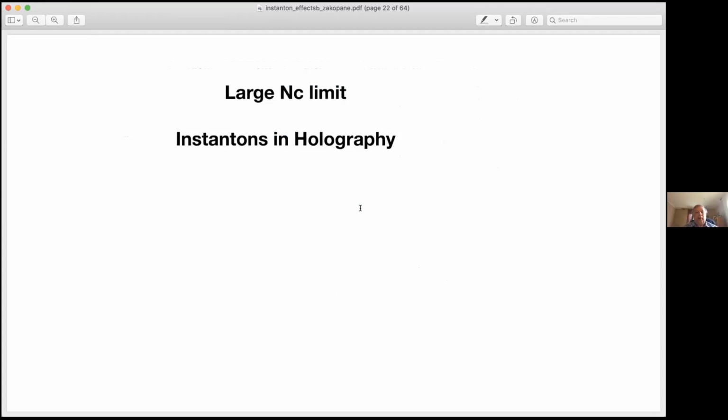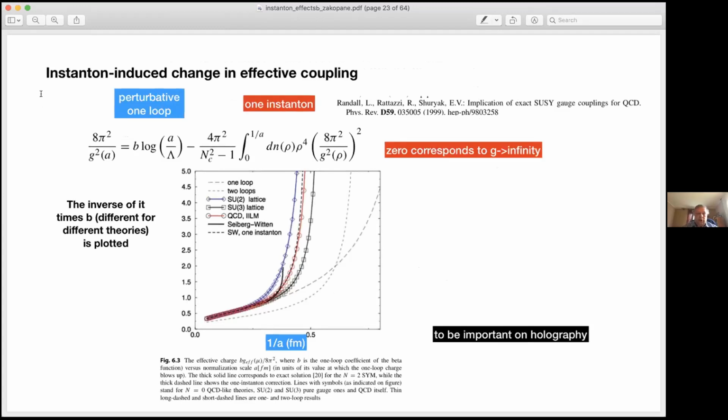Now I switch to some other things about instantons, which were clarified not in the 80s and 90s, but in the last decades. One of them, which I need to explain to you, is what happened with the effective QCD coupling. So I can put the coupling in this form, and the one-loop beta function generates this asymptotic freedom result. So A is some momentum scale. If A becomes large, the logarithm becomes large, and the coupling becomes small. That's asymptotic freedom. Now, this is the contribution of instantons with sizes from 0 to 1/A.